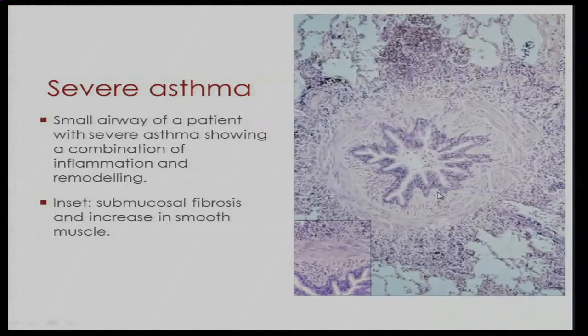And then in severe asthma, we see very severe airway obstruction. So airflow limitation would be caused by this narrowing. And that's due to a combination of inflammation in the airway walls, as well as deposition of fibrous tissue and hypertrophy of the smooth muscle around the airways too.